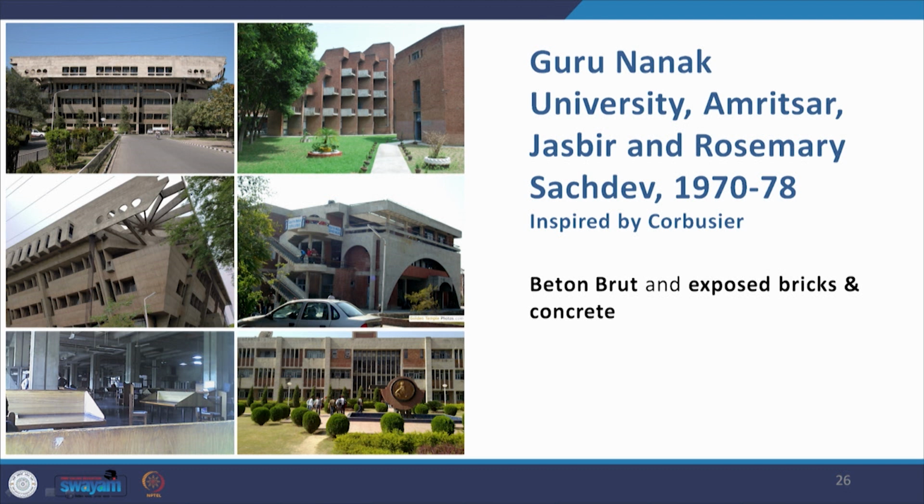Now with regard to the building design itself, we come to the Guru Nanak Dev University, GNDU, in Amritsar, designed by Jasbir and Rosemary Sachdev from 1970 to 78. It is also inspired by Corbusier. It is a first phase influence where there is beton brut and exposed brick and concrete buildings. The focus of the GNDU campus is their library building, which is in beton brut, rough concrete, and it is an amazing building, and you can study more about it through books or the internet.